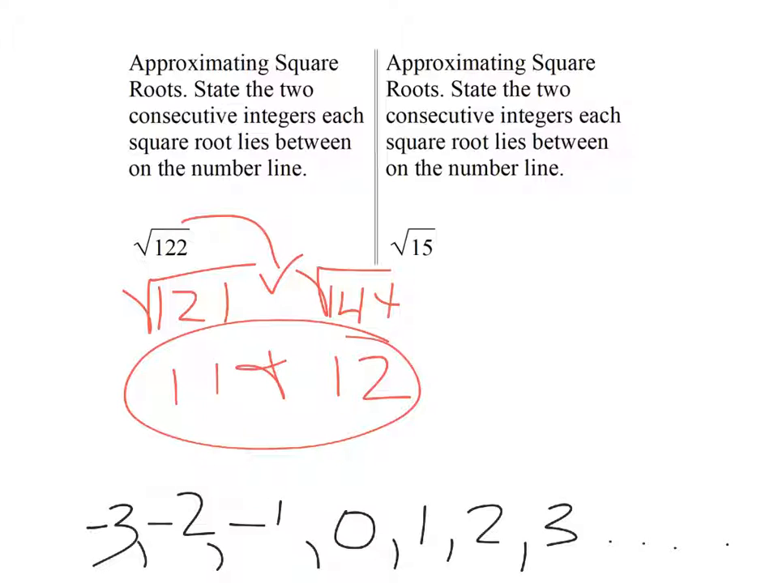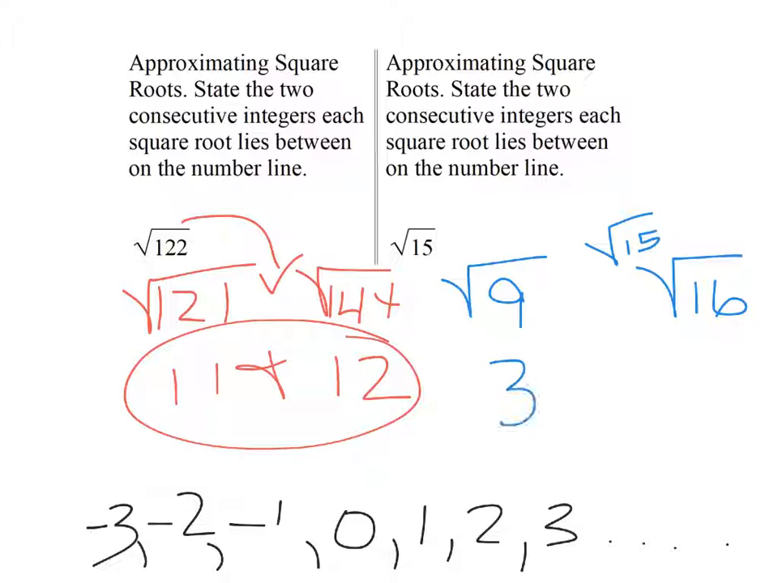Let's look at the second one, the square root of 15. We want to first think what two perfect square numbers it falls between. Well, it falls between the square root of 9 and the square root of 16. It's actually closest to the square root of 16, which tells me the answer is going to be closest to the square root of 16. All right, let's solve the two that are on the outside.